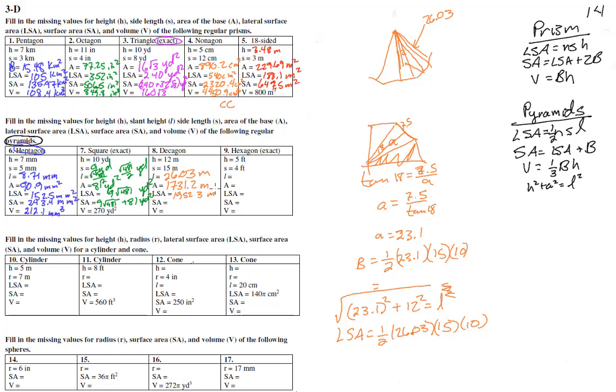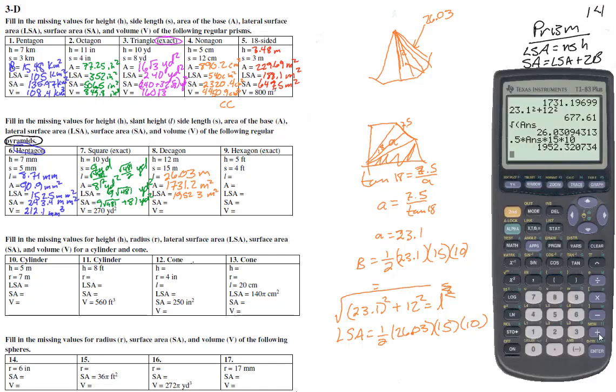1952.3 is in meters squared. Oh, that's a meter squared on that area before. So when we take the surface area on the side plus the bottom, that will give us the whole surface area. So add that to the 1731.2. And that gives us 3683.5.